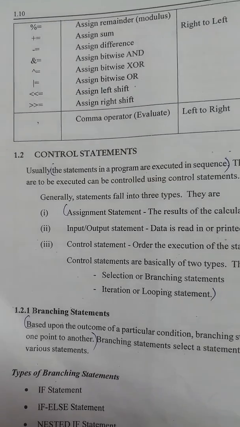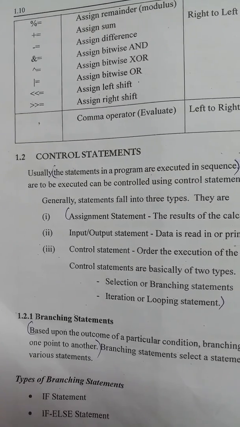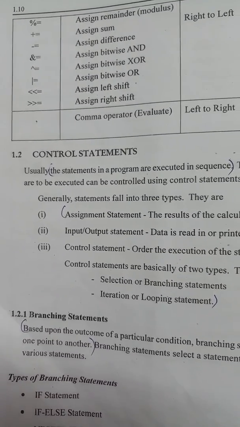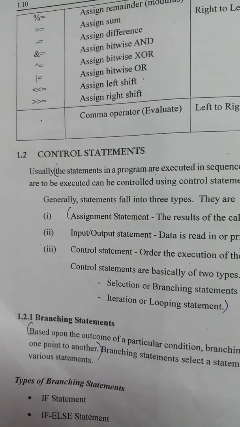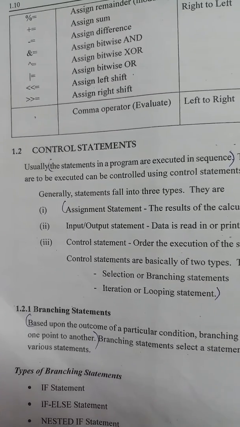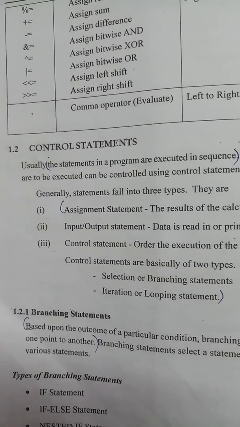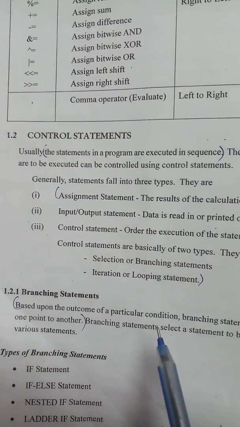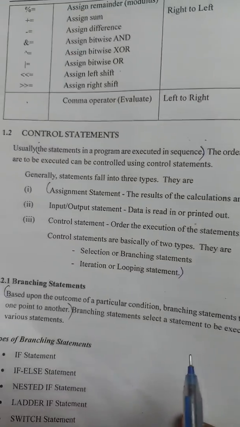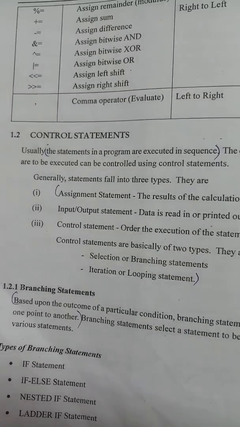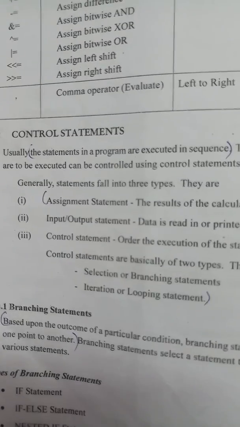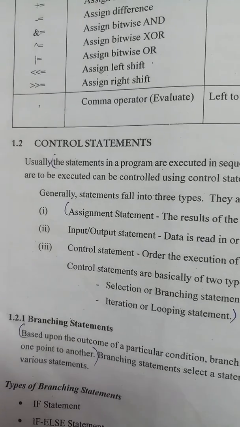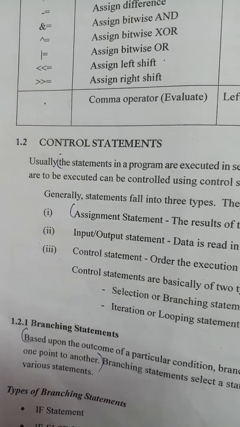There are three different types of statements. First one is assignment, second one is input output, and third one is control. We will discuss the control statement. There are two types of control statements: selection or branching statements, and iteration or looping statements. The first one is the branching statement. Based upon the outcome of a particular condition, a branching statement transfers control from one point to another. If we give a condition, it will check the condition. If it is true, it will directly execute the statement. If it is false, it will directly exit from the statement.